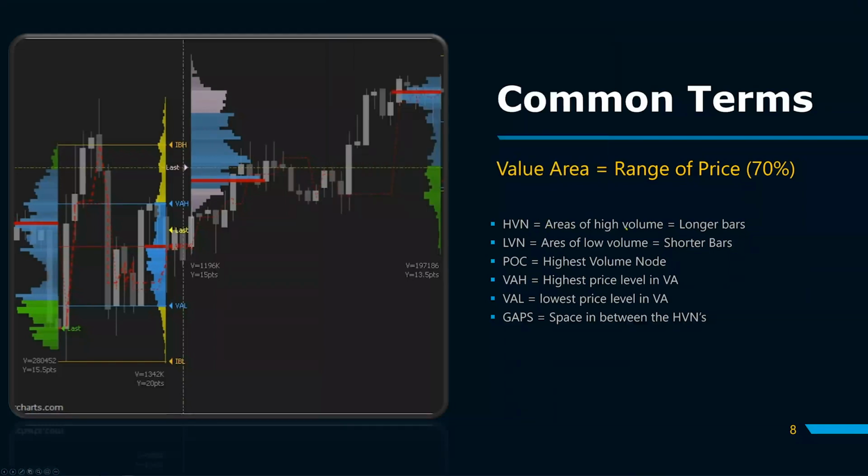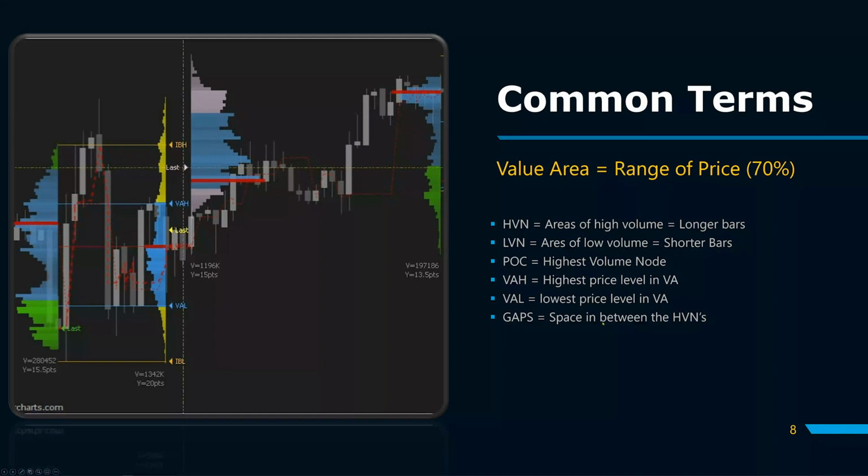Now you've got HVN, areas of high volume, called high volume nodes. These are the longer bars, right? So the longer bars are high volume nodes. You've got LVN, areas of low volume. This is just the shorter bars, okay? And then you've got POC, which is the highest volume node. It's your point of control, okay? That's what that's saying. And then you've got value area high, which is the highest price level in the value area. So if you look right here, this is the value area high. And then you've got value area low. This is the lowest price level in the value area.